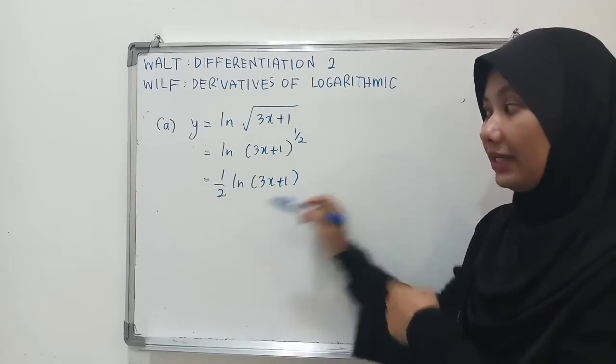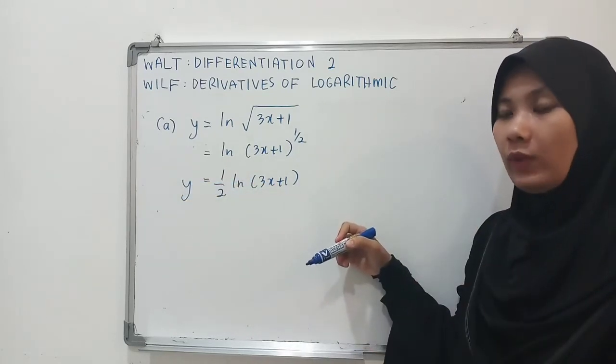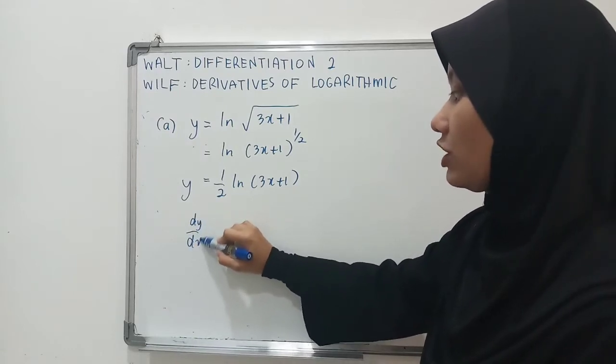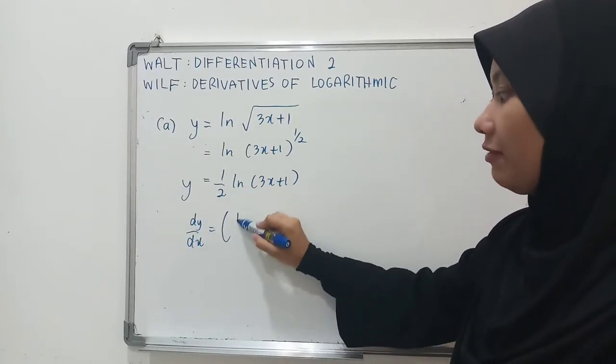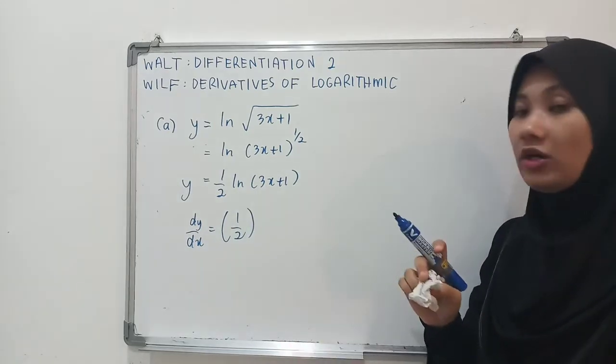But this is still y. We need to differentiate. We don't want the y, we want dy dx. So dy dx, now we start to differentiate. 1 over 2 remains in front. Just remain that thing, 1 over 2, because it's just a constant.